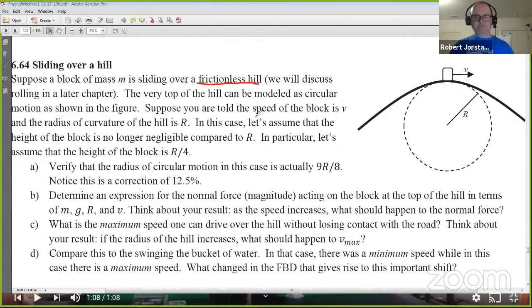All right. And now in this case, you might be wondering, up till now, I've been ignoring the size of objects. What if the size of the object matters? Well, in this case, let's say that's the center of the object. That is actually where the gravitational force acts. And so the radius of circular motion is actually this distance. So sorry if this isn't perfect again.